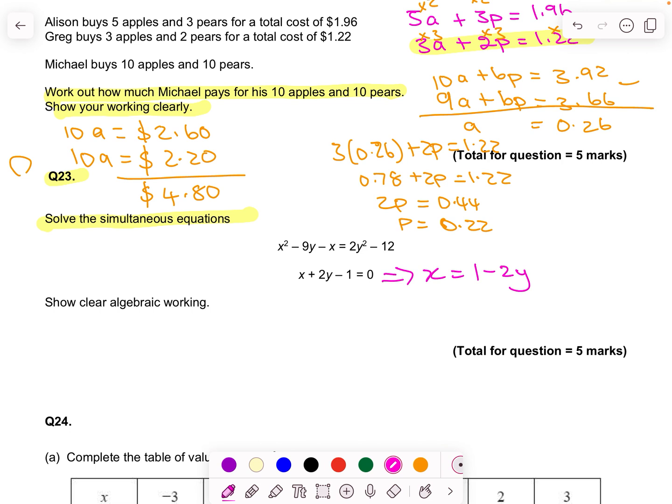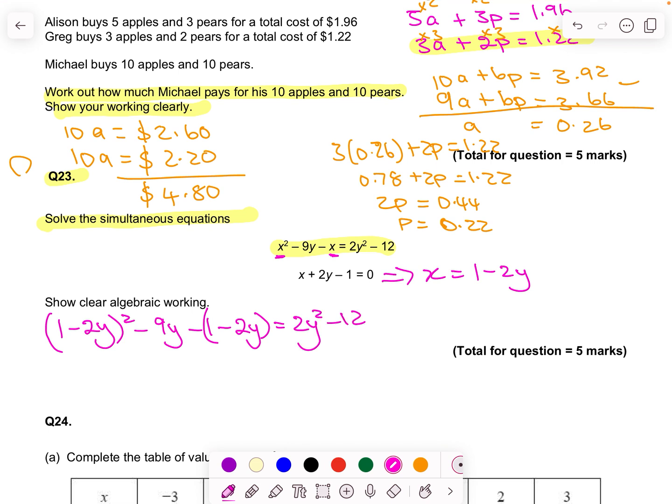Then I'm going to substitute them all into the first equation. So wherever I see x, I'm going to replace it with 1 minus 2y. So I've got 1 minus 2y all squared minus 9y minus 1 minus 2y equals 2y squared minus 12.